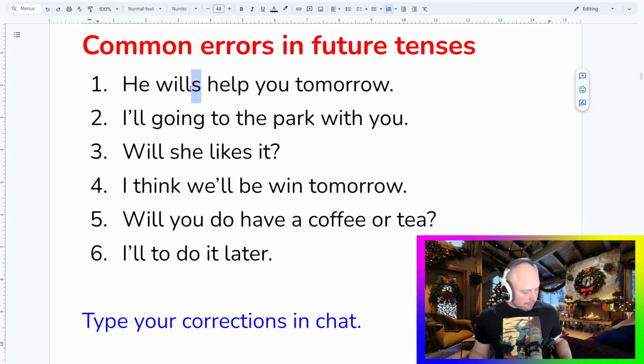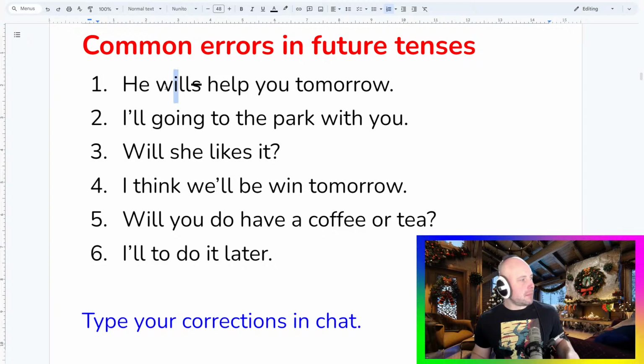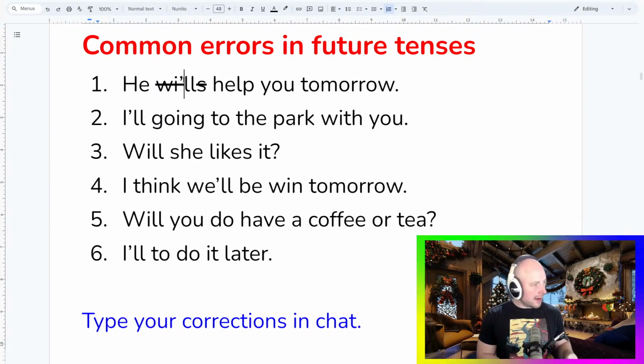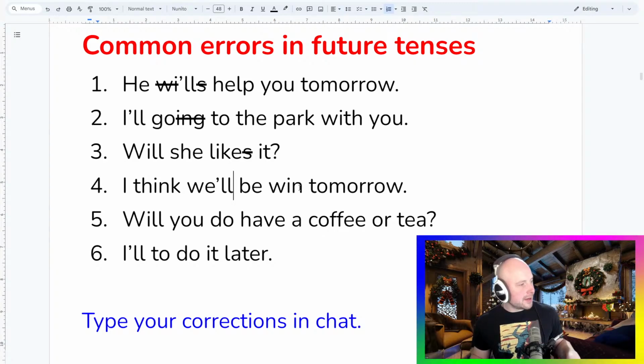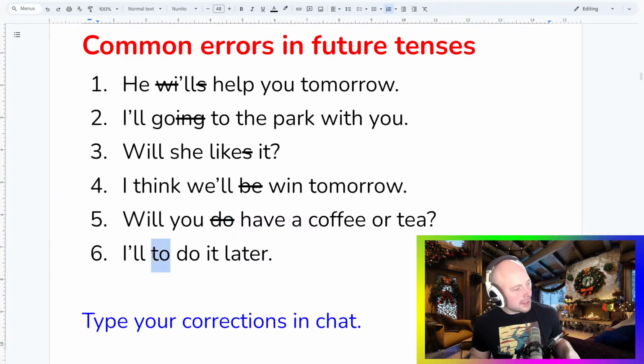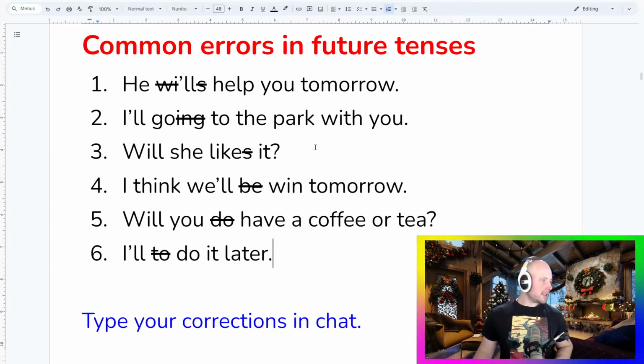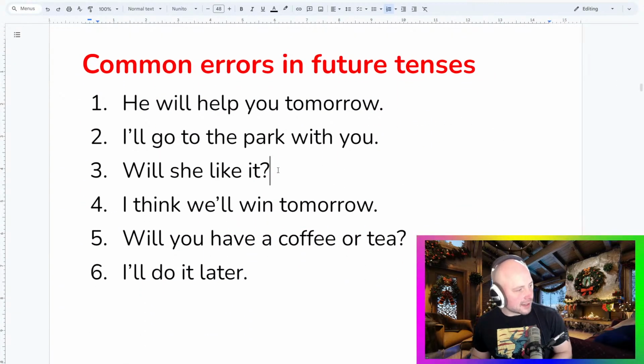So, first one. Remove the S. No big deal. If you want to get nice about it, if you want to get ProfRich points, then do that. He'll help you tomorrow. I'll go to the park with you. Will she like it? I think we'll win tomorrow. Will you have a coffee or tea? And I'll do it later. There's our corrections and there's my answers.